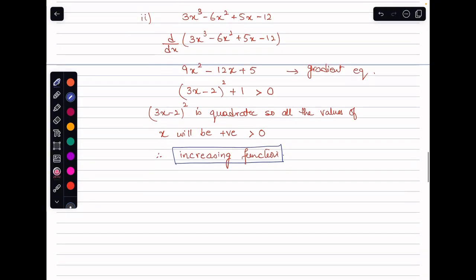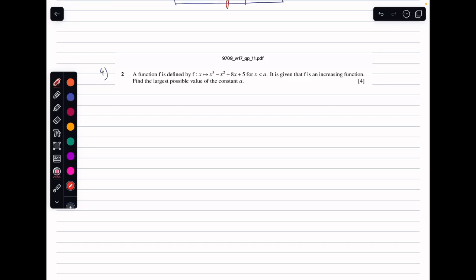Let's do another question. The next question is taken from Winter 2017, paper 1, variant 1, and it's question number 2 in the paper. It says that a function f is defined by f of x equals x cubed minus x squared minus 8x plus 5 for x less than a. It is given that f is an increasing function. Find the largest possible value of the constant a.